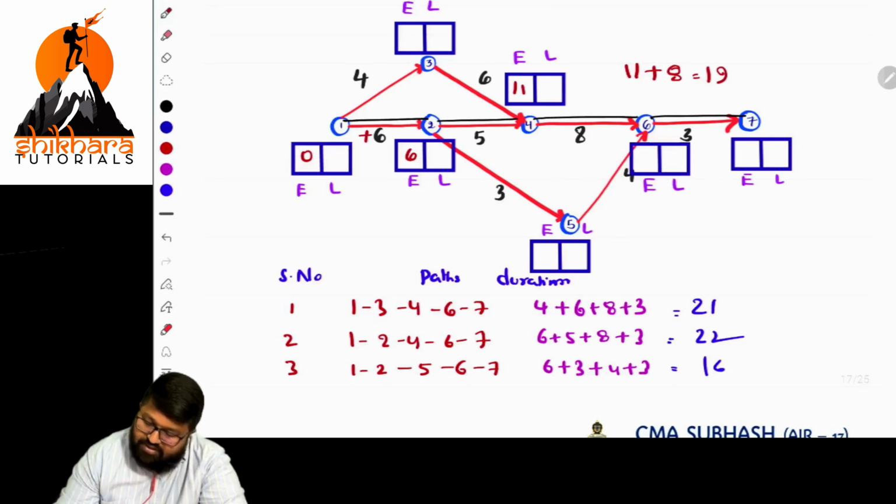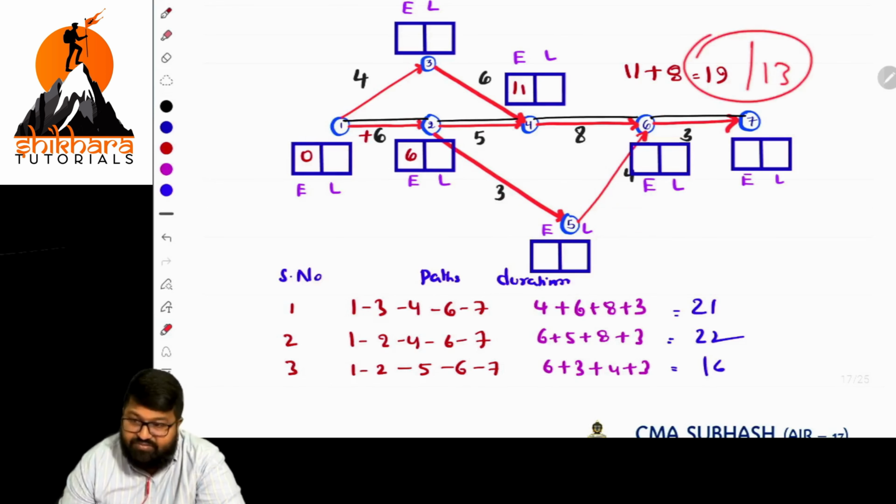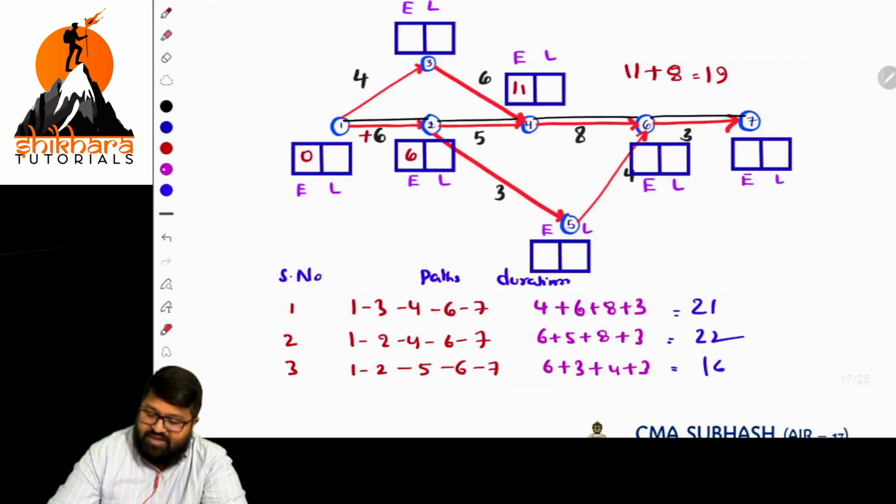So what is the next alternative path? Like this. The E value is already done, that is 6. 6 plus 3 is 9, and 9 plus 4 is 13. Two options, 19 or 13. Which is highest? 19. 19 is the highest, so mention the 19.